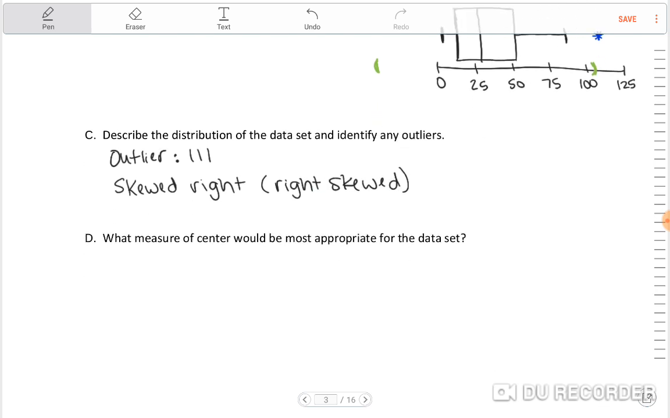Okay. What measure of center would be most appropriate for the data set? So remember just a second ago we said if it's a skewed data set, we need to use the median. Because of those outliers, those extreme values, the mean is going to be pulled in the direction of those outliers and those extreme values. So for this one, we would use the median since it is a skewed graph.